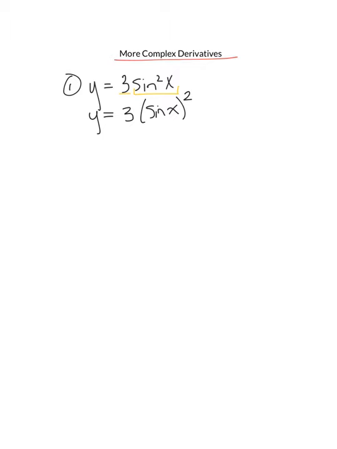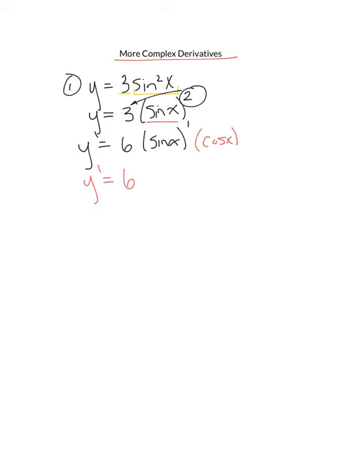The 3 is not part of the function that is being squared. And so when we go ahead and take this derivative, we're going to be bringing our exponent down. So a 6 times sine x. Our new exponent will be 1, and we need to multiply by the derivative of whatever was in the bracket, and the derivative of sine x is cos x. So y prime is equal to 6 sine x cos x.